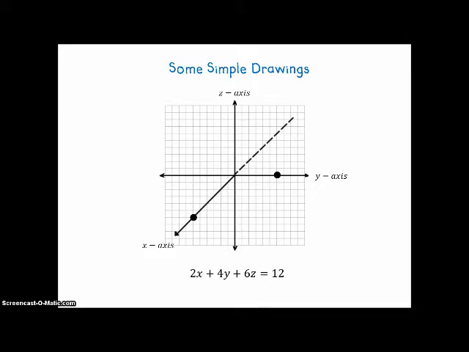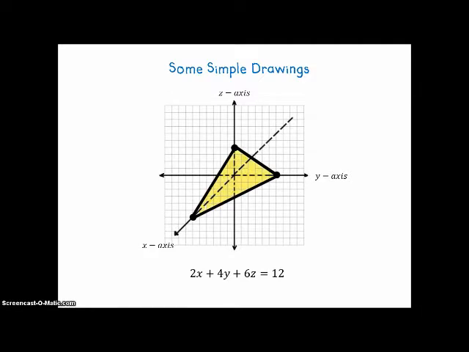And then when y and x are 0, then the point on the z-axis will be 2, because 6z has to equal 12. And so that's 4 squares up the z-axis. And then what you do is you connect those dots with straight lines, and you can see the triangular portion of this plane. Then if you want to get fancy, you can color it in and dot the axes that are behind it so that it looks like you're looking through a translucent glass.